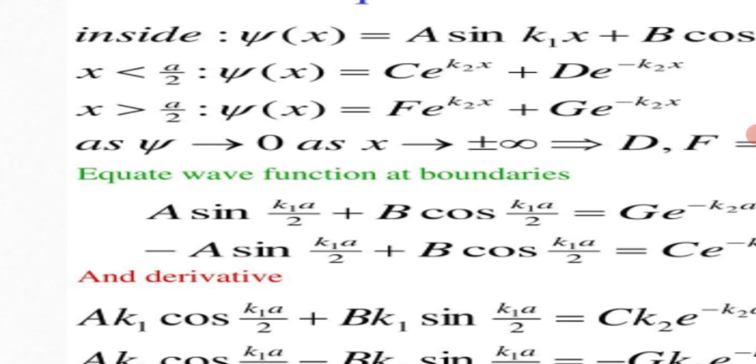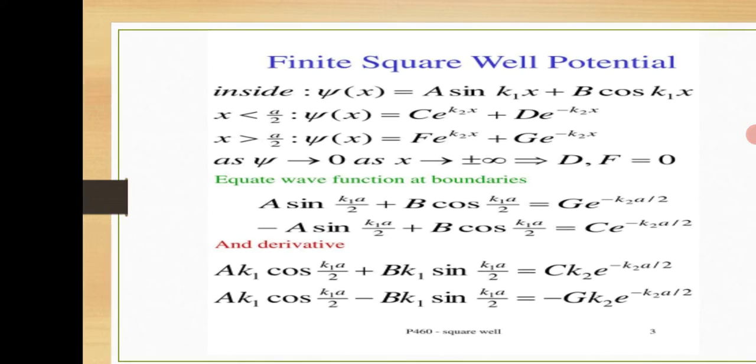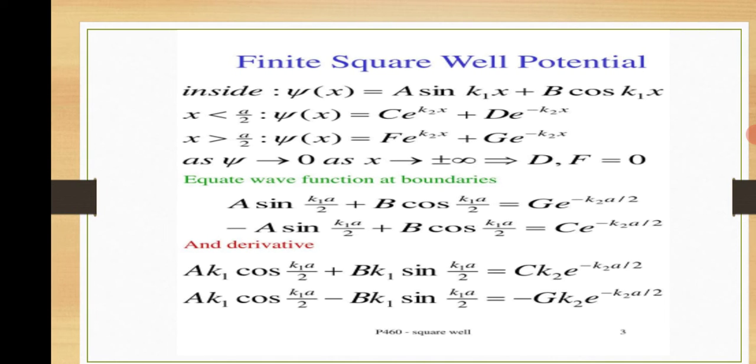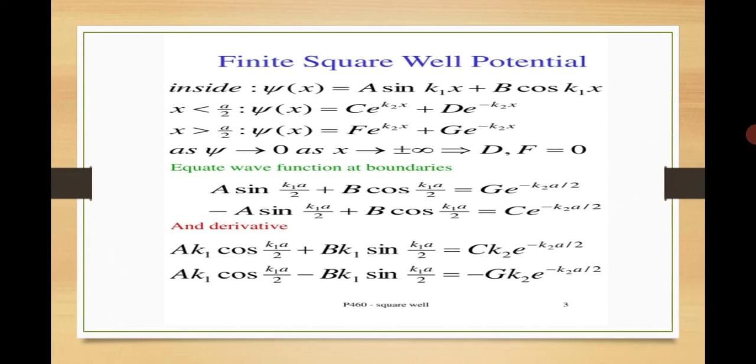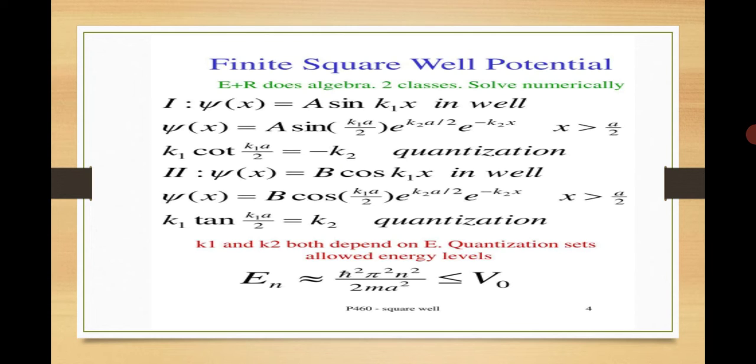Outside the well, psi of x is equal to C e raised to k2x plus D e raised to minus k2x. If we apply the condition that the wave function psi tends to 0 as x tends to plus or minus infinity, the values of D and F automatically tend to 0. Finally, in the finite square well potential, psi of x is equal to A sin kx in the well. So the particle is present in the well, and its wave function behaves like A sin kx.